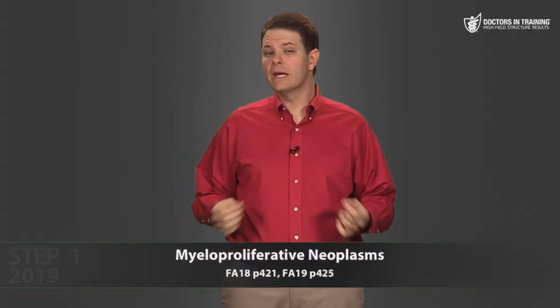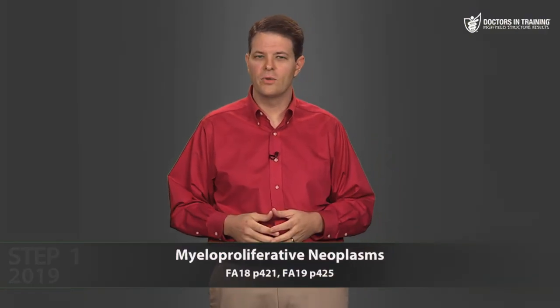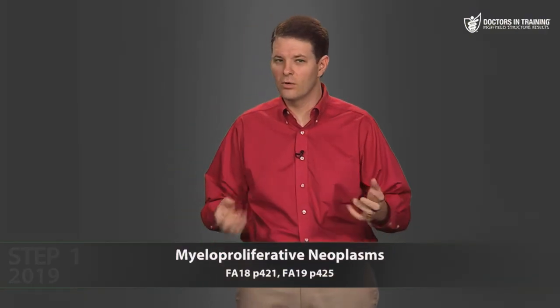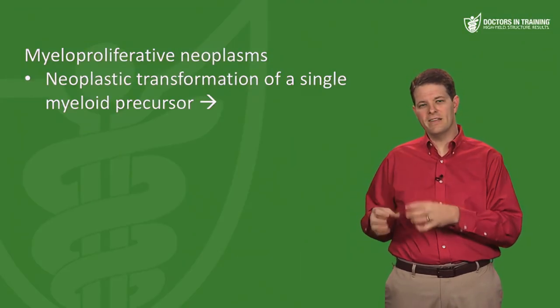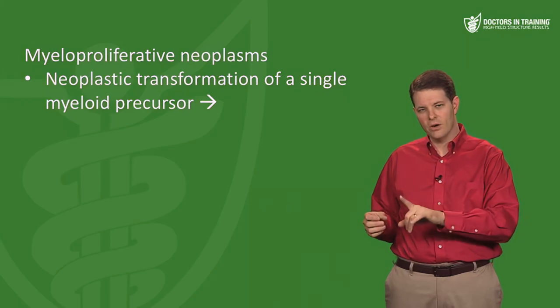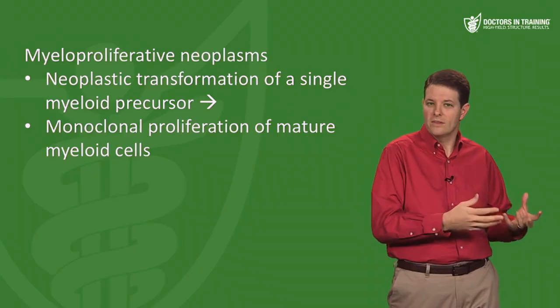Next, let's talk about an unrelated group of diseases called myeloproliferative neoplasms. You may also see them referred to as myeloproliferative disorders. That's the older name. Myeloproliferative neoplasms are basically diseases in which there's a neoplastic transformation of a single myeloid precursor, and that turns into monoclonal proliferation of mature myeloid cells.